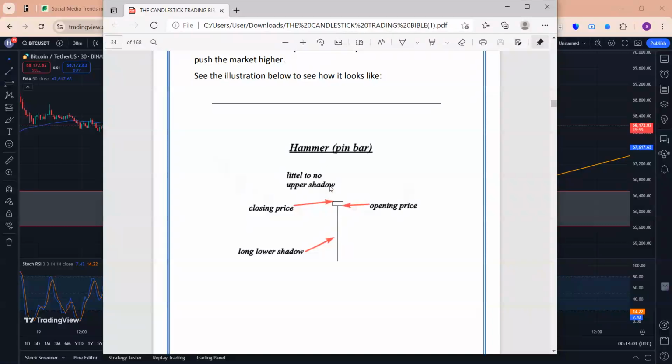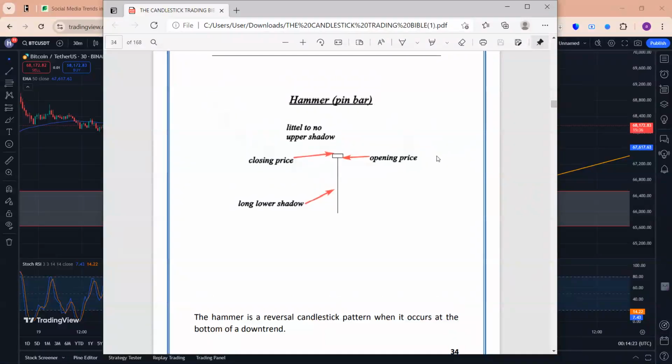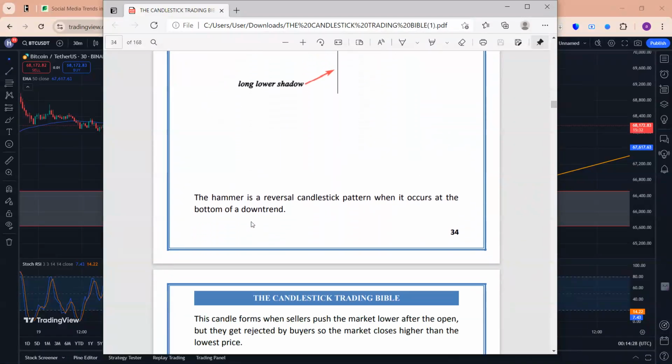Little or no upper shadow. Sorry, little or no upper shadow, so there is no wick here. We don't have any wick, and we can have a wick here. The closing price and the opening price are not your problem, and we have the wick here. So we have both the inverted hammer candle and the hammer candle. So let's go back, let's just reset.